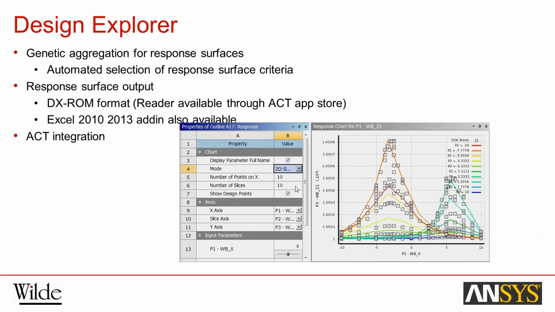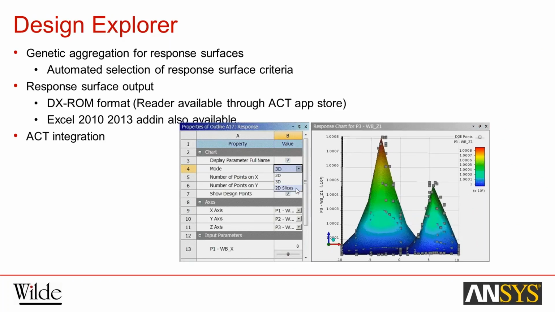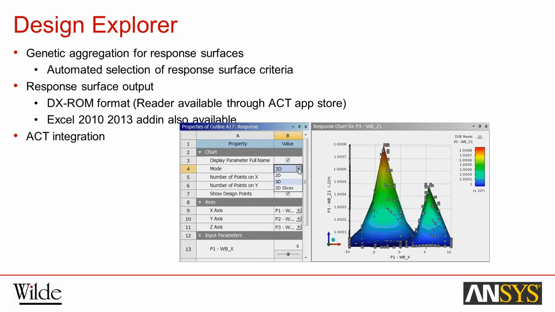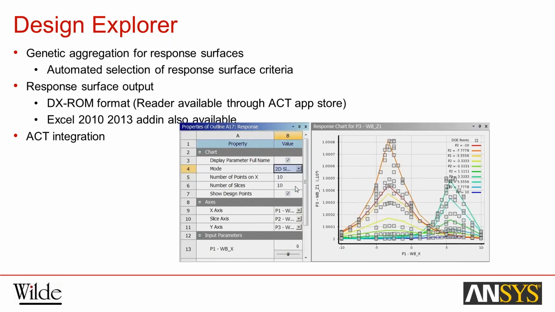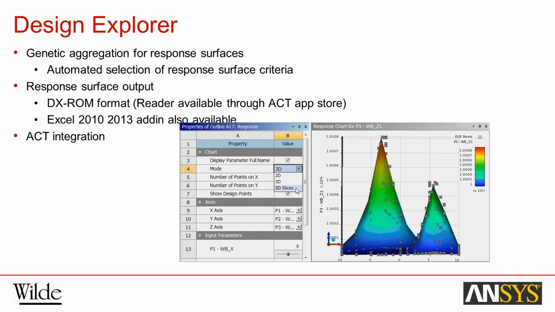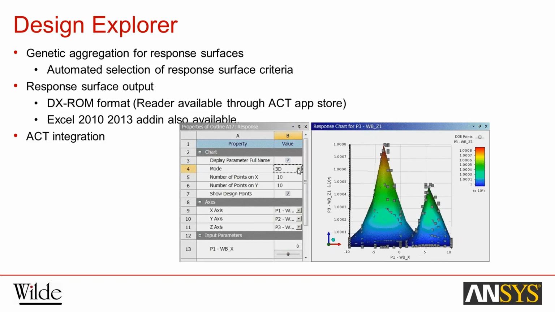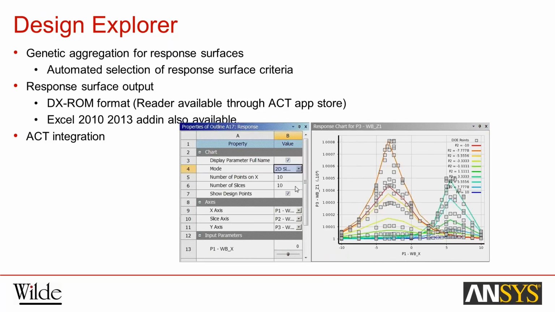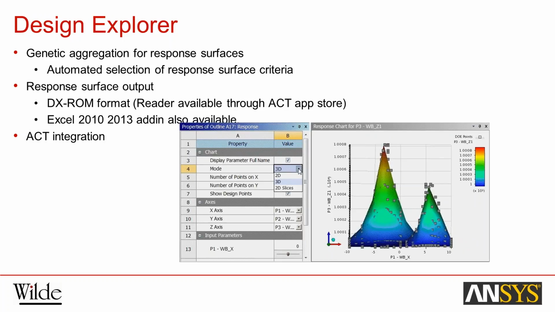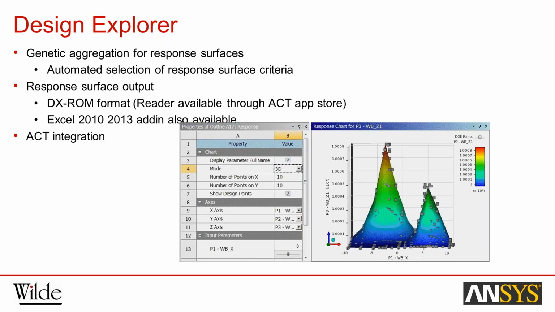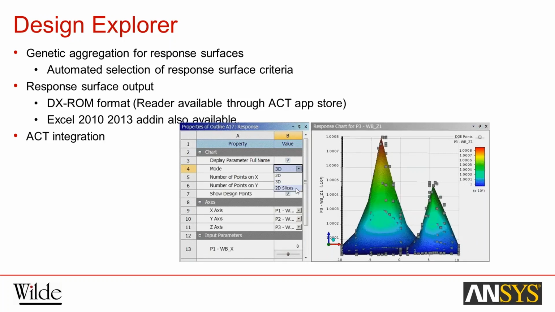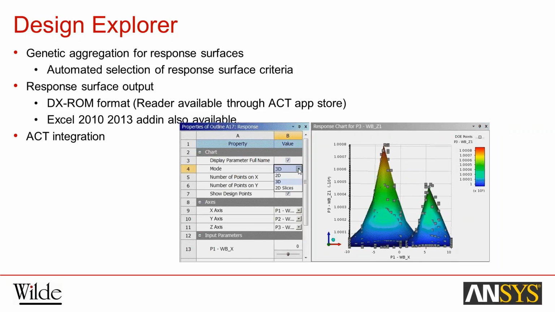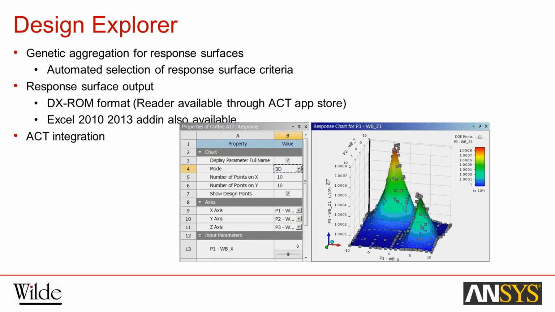At this point, it's probably also worth mentioning, finally, Design Explorer. There are a number of enhancements with that. The ones worth mentioning at this point are some increased usability as far as response surfaces go. First of all, there's a new algorithm called genetic aggregation, which is a more intelligent cure-all for deciding what's the right response surface to use, and potentially, more importantly, a new file format for outputting response surfaces, both to the reader, which is available through ANSYS, or to an add-in on Excel. And a lot of this is all driven by ACT as well.